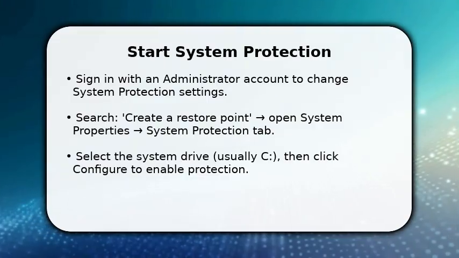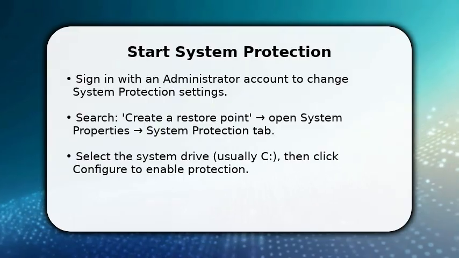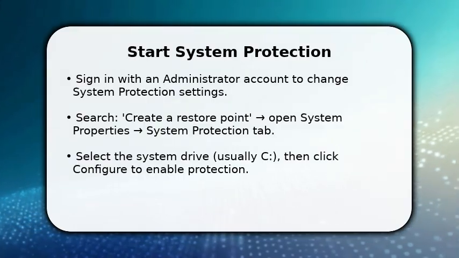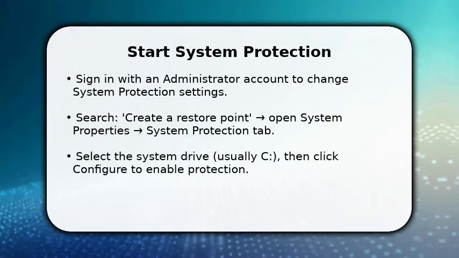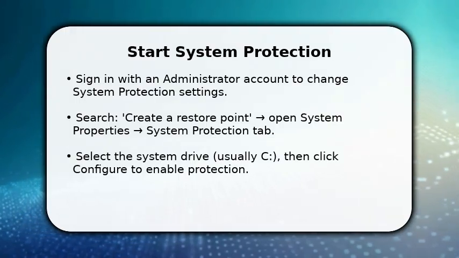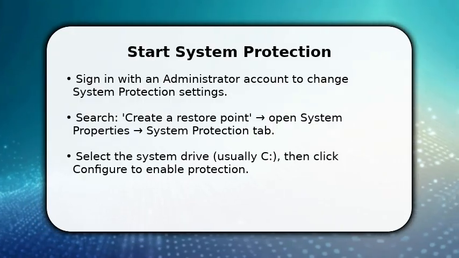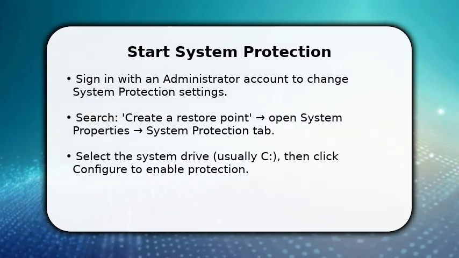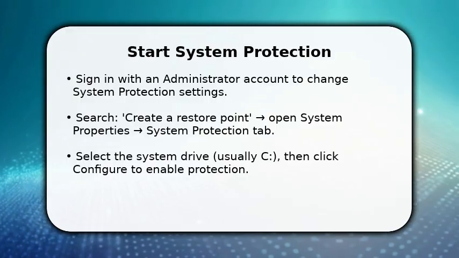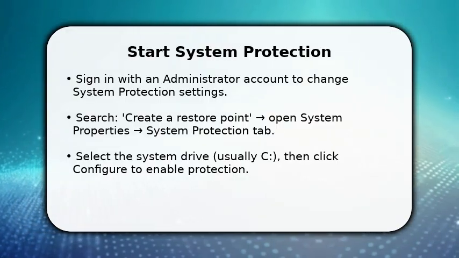You need admin rights, so sign in as an administrator now. Once you've opened Start and searched for Create a Restore Point, the System Properties window appears. Go straight to the System Protection tab. You'll see available drives. Select the system drive, usually C. Click Configure and enable Turn on System Protection so Windows can store restore points.